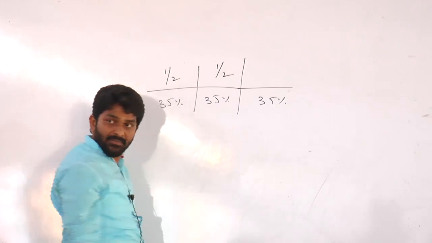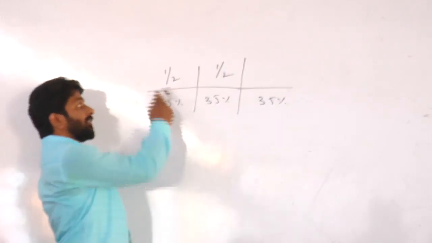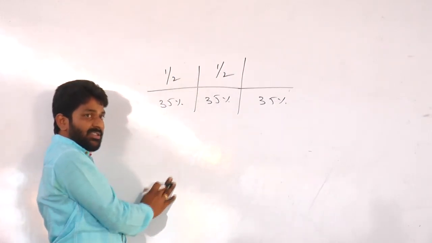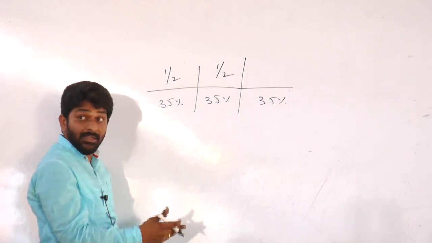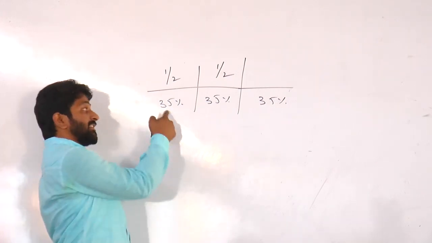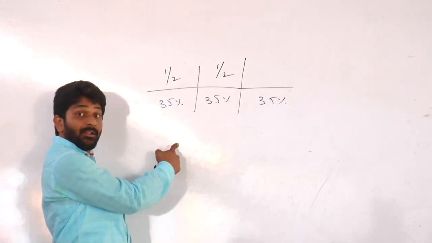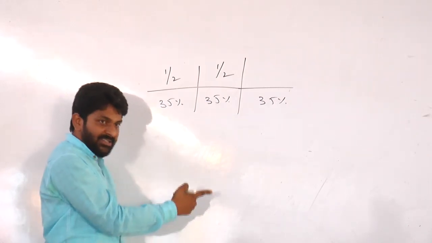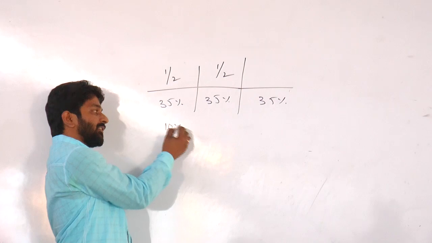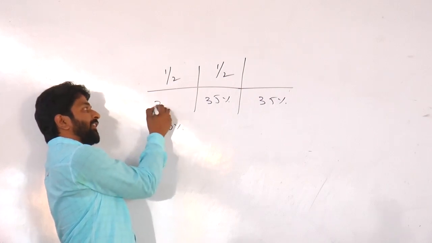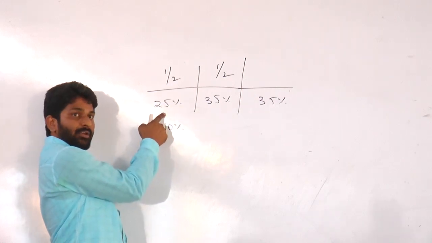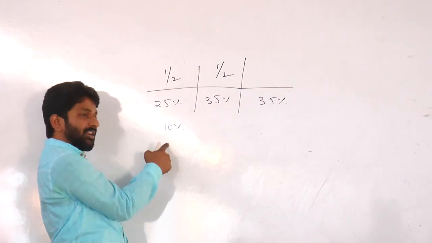Am I right? Yes or no? Right. But the first one is already sold. First half is already sold at a profit of 25%. Still, to make it 35%, how much is expected? How much is expected? 10%. 10% is short here because he made only 25% profit. We are expecting 10%, then it becomes 35%.